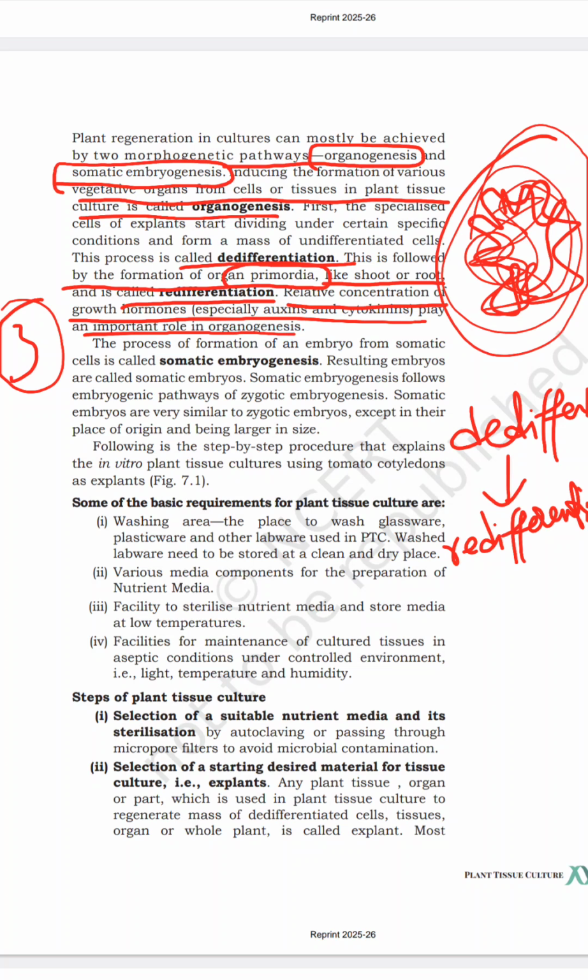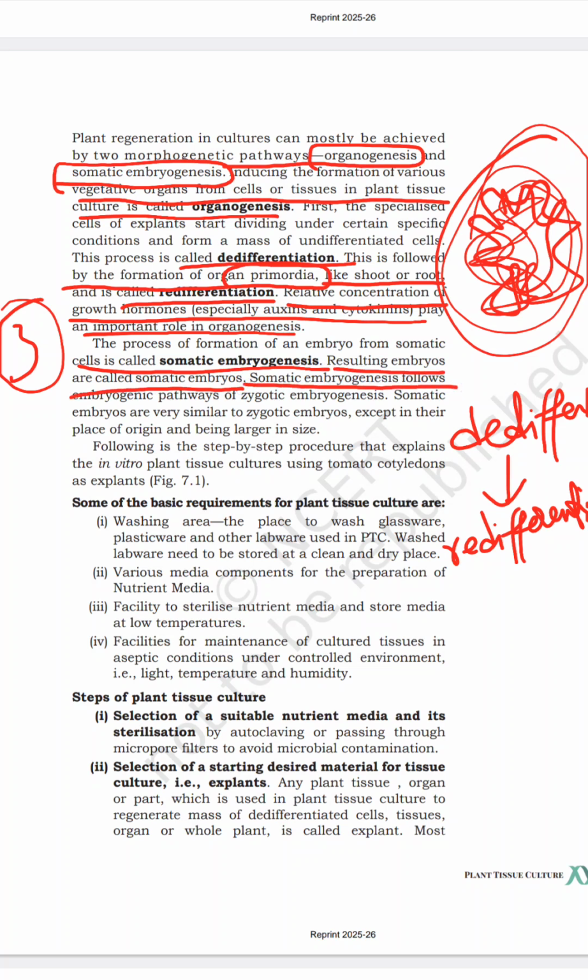The process of formation of an embryo from a somatic cell is known as somatic embryogenesis. Forming directly from the somatic cells, which means the vegetative part of the plant, it forms an entire embryo. The resulting embryos are called somatic embryos.